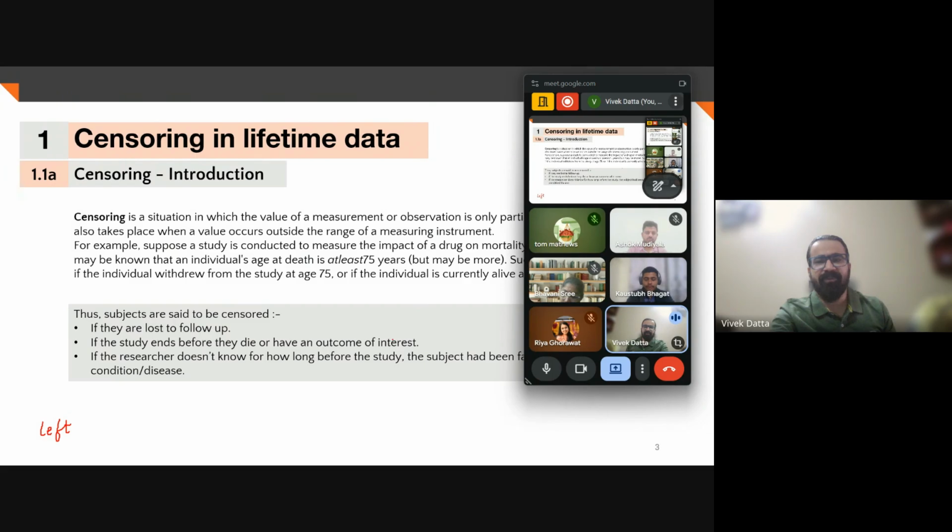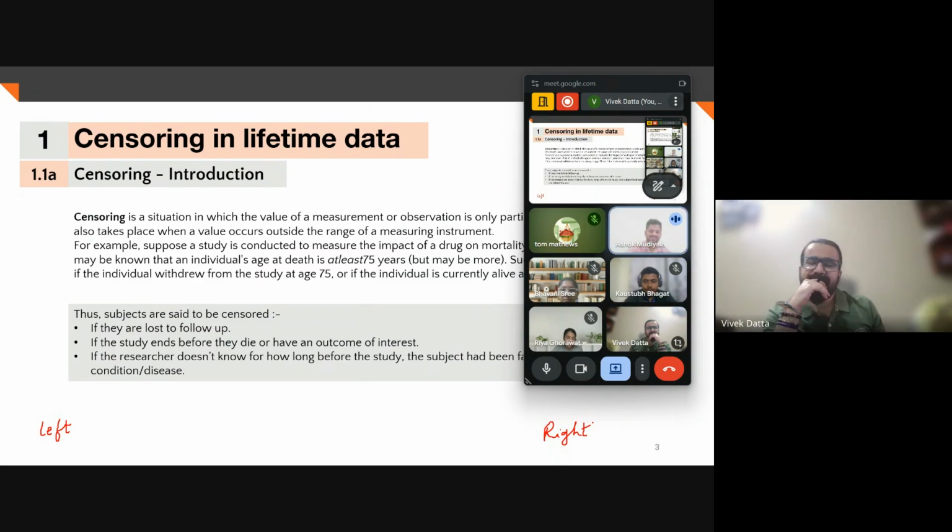Let me see how intuitive you are. Yes, right, because I've written left. Has to be right. Kaustubh is right. Yes, then. What else? Left, right, center. Yes, center. But it's not called center. It's called interval. So I'm writing it in the middle.